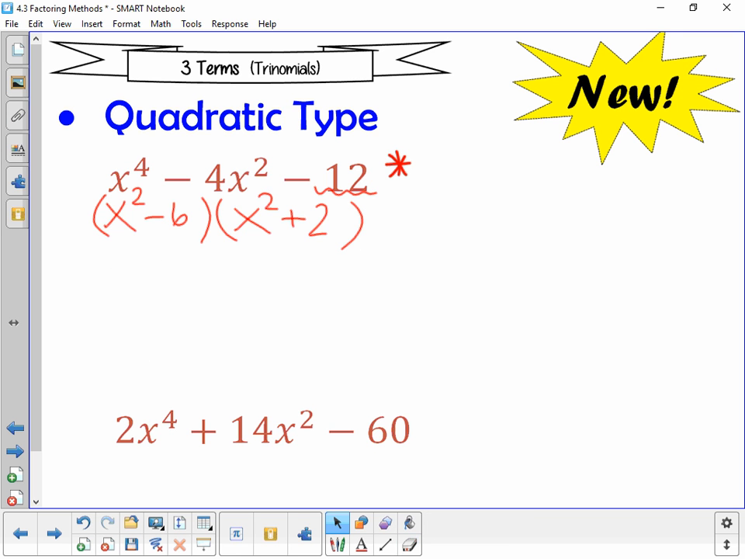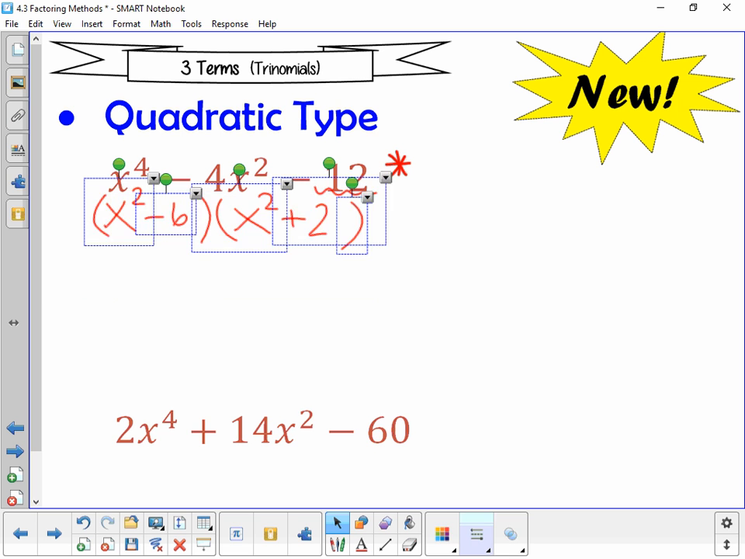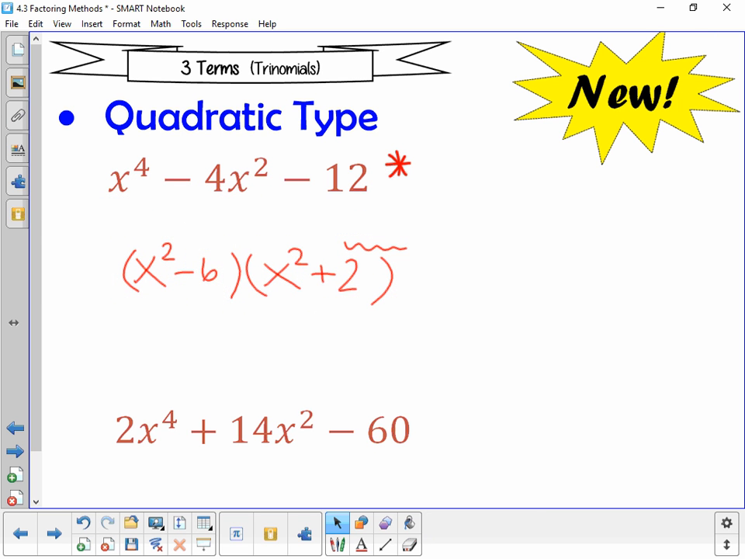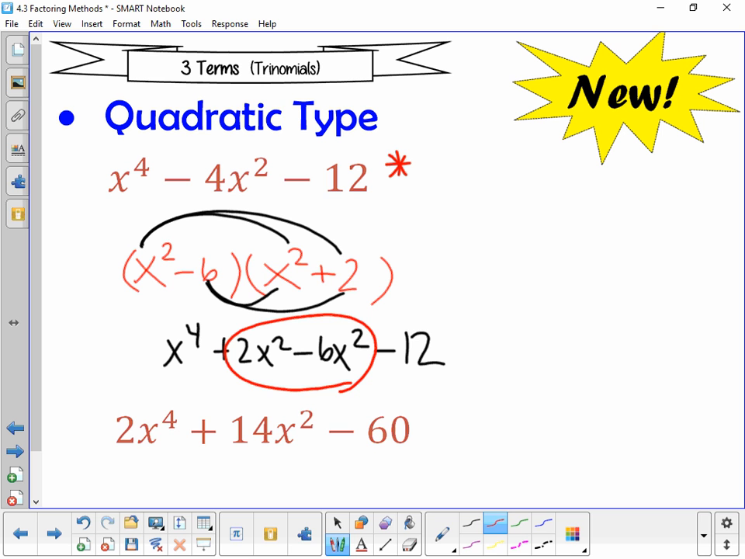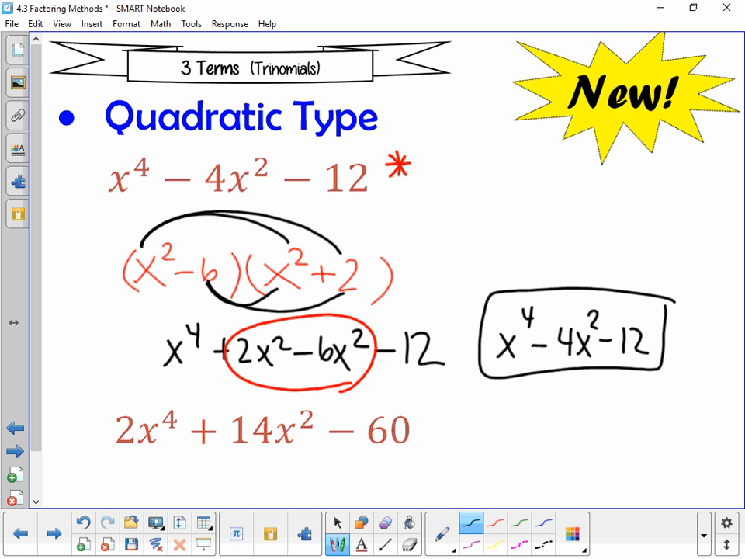And I want to multiply this out for you to show you that it does indeed work. So let's multiply it out. We have in the first here and here, we have x to the fourth. Here's a 2x squared, a negative 6x squared, and a negative 12. And you can, in fact, combine these two, and you end up with an x to the fourth minus 4x squared minus 12. So it totally works just fine.